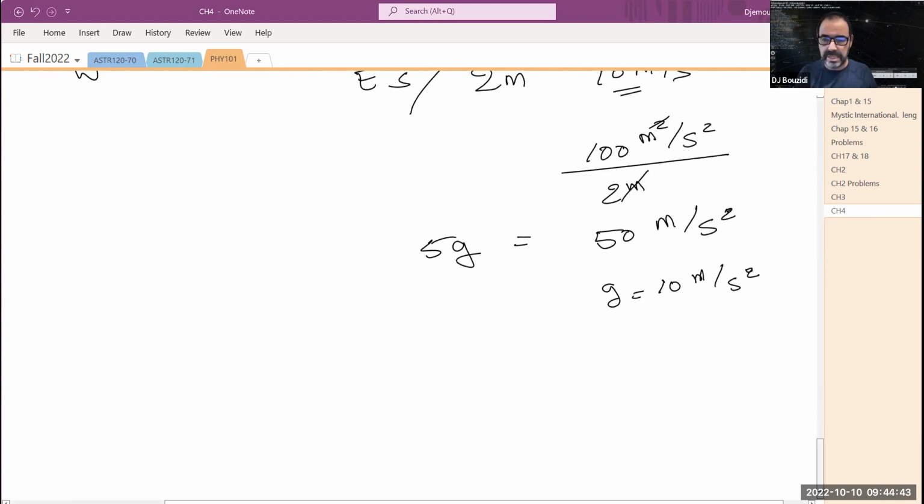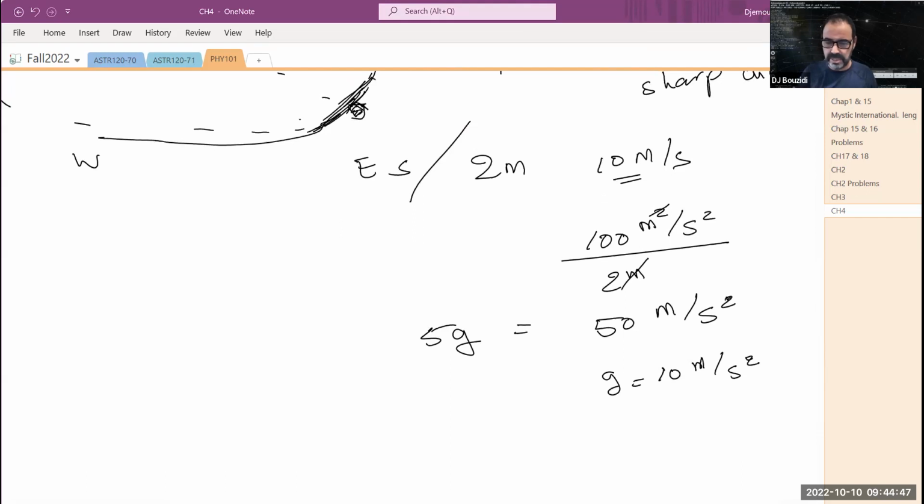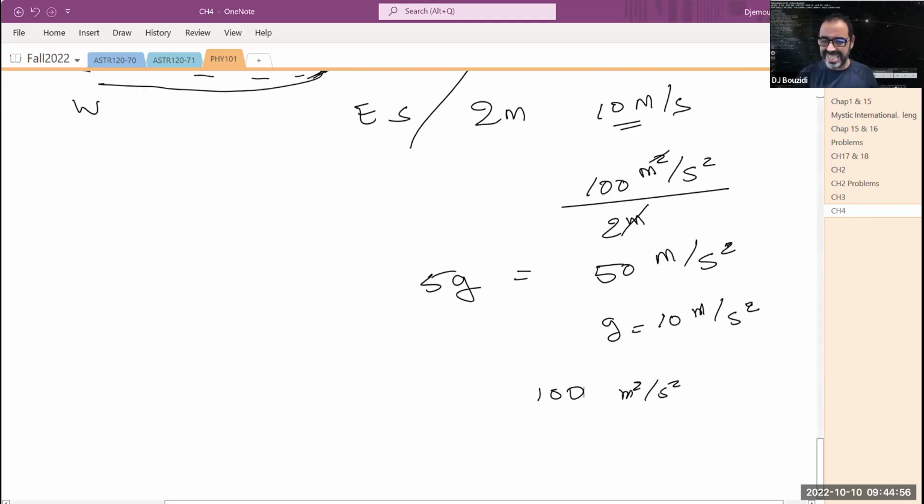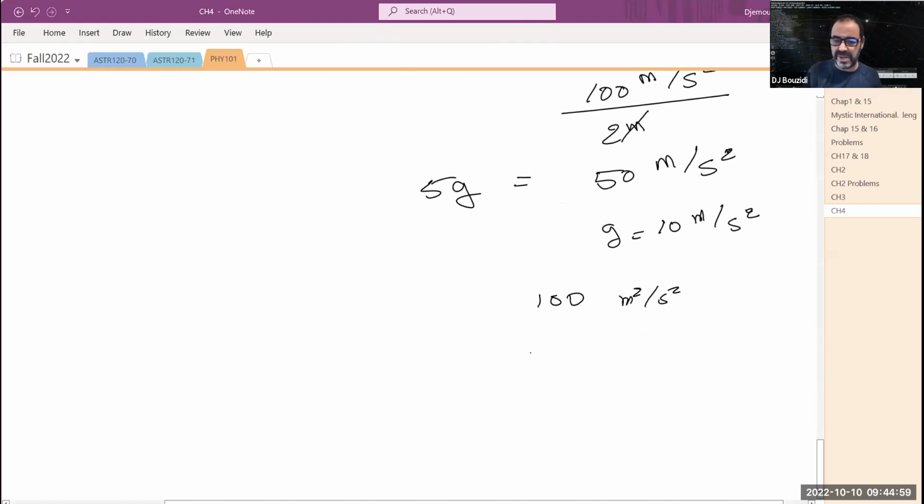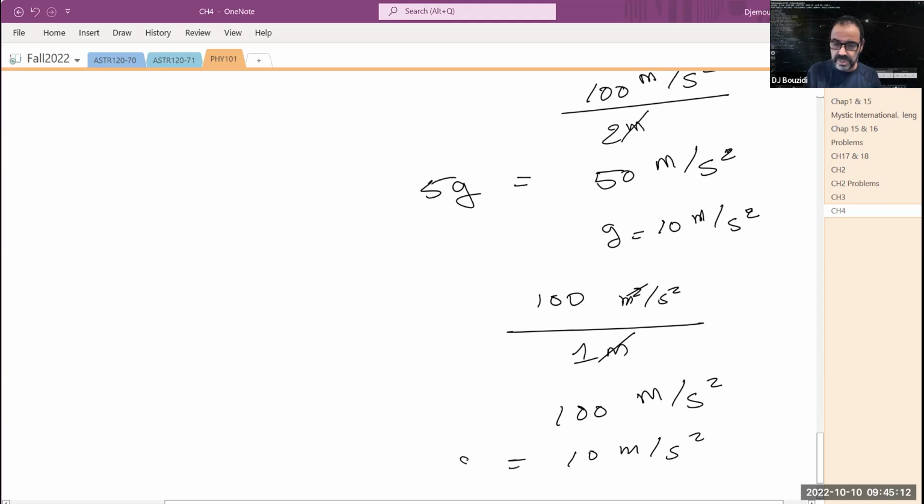Again, it's 10 times 10, which is the velocity squared. That's 100 meters squared per second squared. That's where the 100 is coming from, by squaring the velocity. Divided, instead of by 2 meters, by 1 meter. Again, the meter cancels the meter, and I have 100 divided by 1, which is 100. That's 100 meters per second squared. Remember, G is always 10 meters per second squared, never changes. So this is G, and this is the centripetal acceleration I'm talking about.